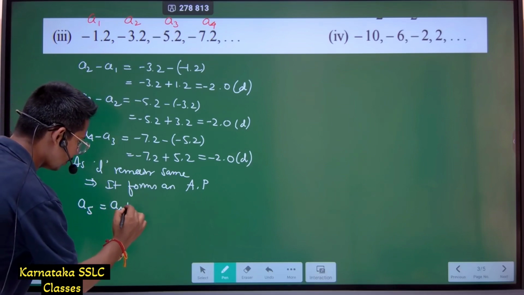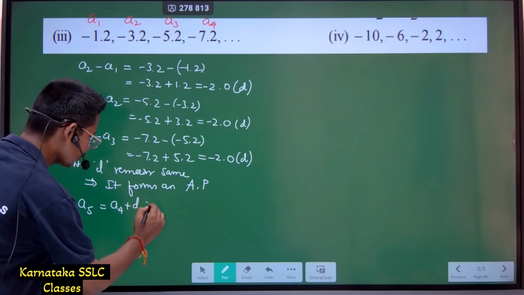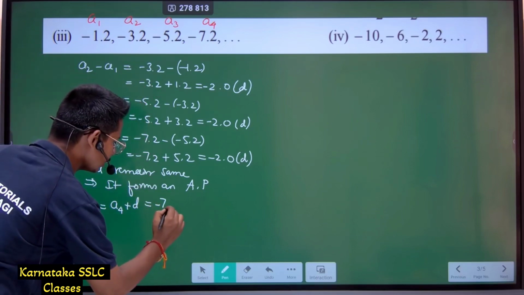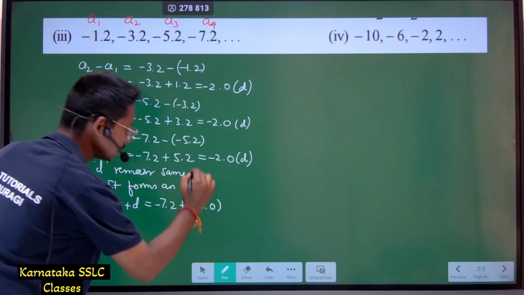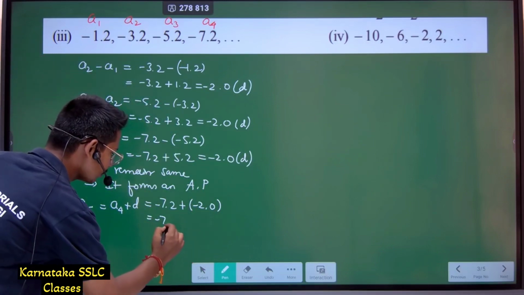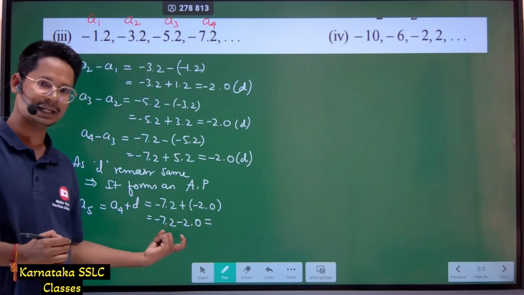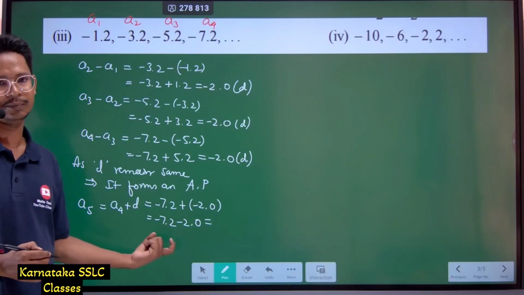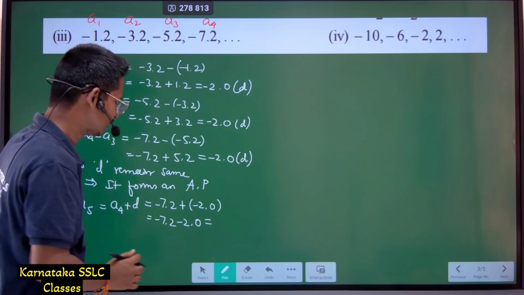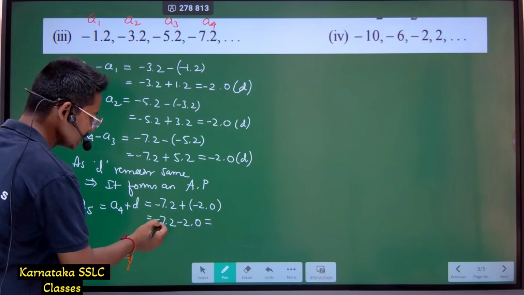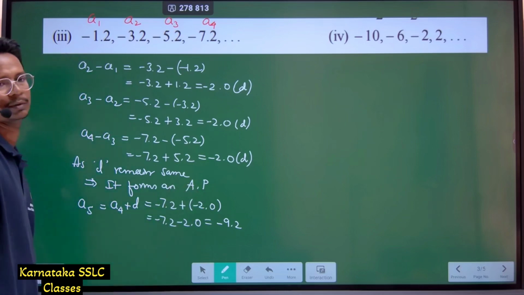So you have to add common difference to its previous term. Nothing but, shall I write a4 plus D? Isn't it? Okay. What is a4? It is already given. Minus 7.2 plus, what is common difference? It is minus 2.0. Correct? Now minus 7.2 plus into minus 2.0. Now tell me, if both the terms are minus, you always have to add them. If both the terms have same sign, add them, keep that sign. Now here both have minus sign, means just add them. 7.2 and 2.0 means 9.2, and both have minus means you can just write minus 9.2.